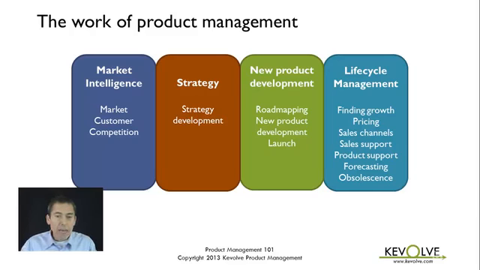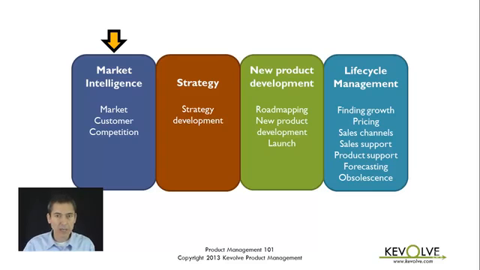So in past lectures, we have set out the framework about the work of product management. We looked at it across 4 different areas: market intelligence, strategy, new product development, and lifecycle management. In this set of lectures, we've been talking about market intelligence. We looked at market analysis, customer analysis, understanding their needs. Now let's look at competition, competitive analysis.